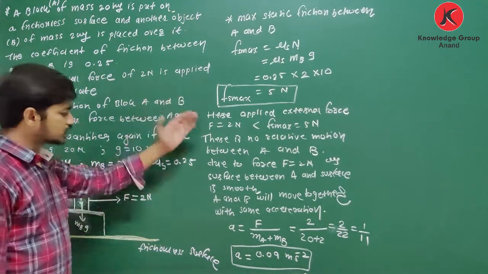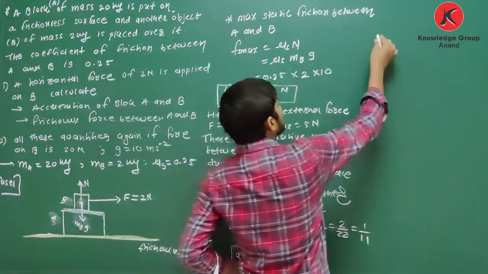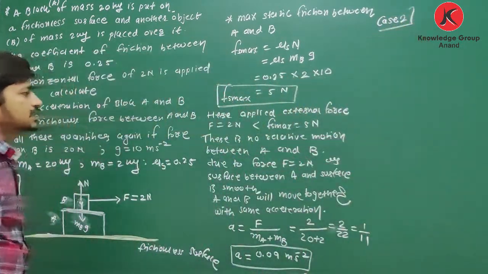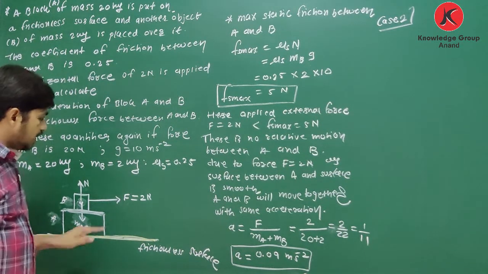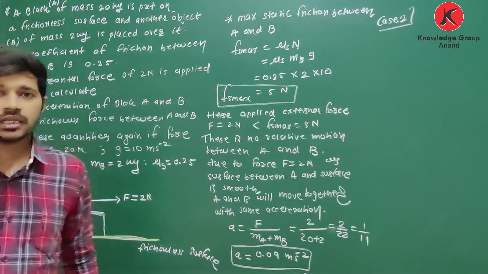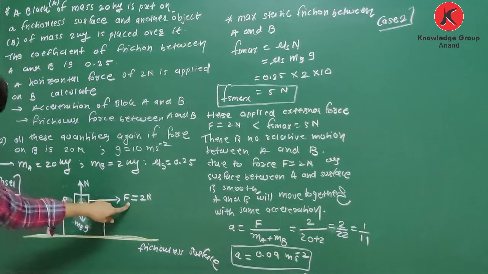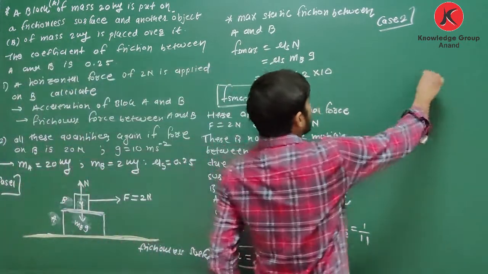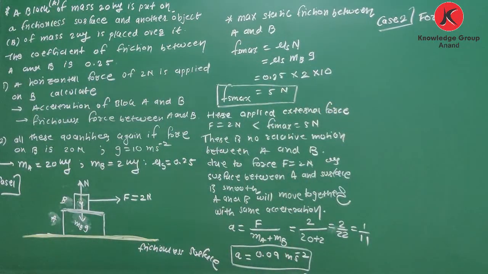Okay, so that is the first question. Now, what is the second question? Case 2. Again, these two blocks: it is block A, it is block B. Sorry, in the first case the force applied is 2 Newton. Now in the second case, the force applied on block B is 20 Newton.